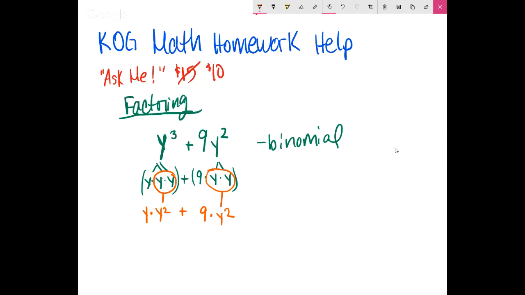That's what we got. Y squared is definitely what both of these terms have in common. So what we can do is, since they're being multiplied to those other pieces, the y squared is being multiplied to the y in the first term, and the y squared is being multiplied to the 9 in the second term, we do the opposite of multiply, which is divide. Okay, so we're going to divide, and I'm going to draw this bracket here.